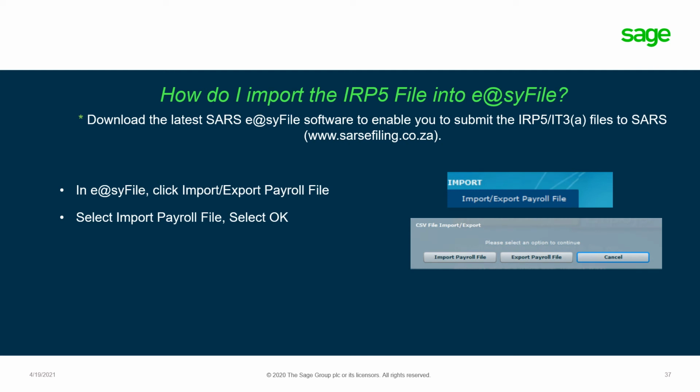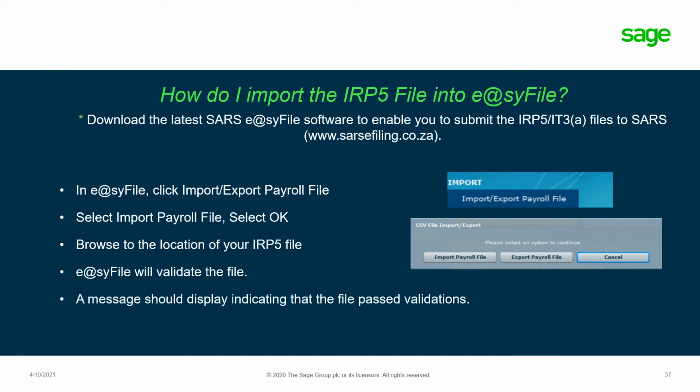Select the Import Payroll file, select OK. Browse the location of your IRP5 file. We do advise that you make use of a local disk. SBCPP will now validate the file. A message should display indicating that the file passed validations. This was now the final step of the submission process on your payroll system.